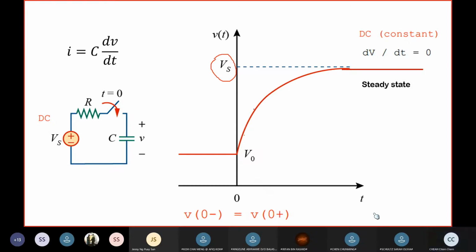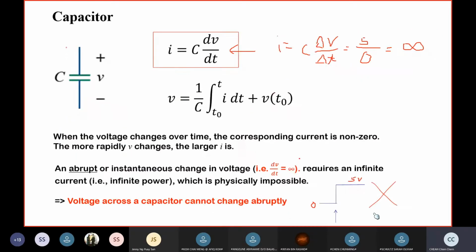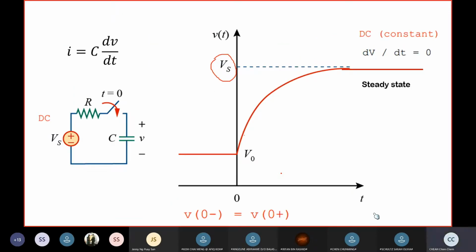So the voltage across the capacitor cannot change suddenly. You can just remember it this way: your handphone cannot charge up immediately. It must charge up slowly. Now this brings up an important property.